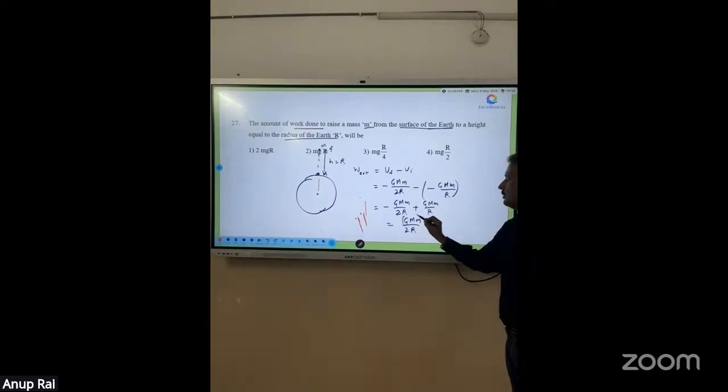But this GM can be written as small g into R square because we know that g is equal to GM by R square. So GM can be replaced with g into R square.